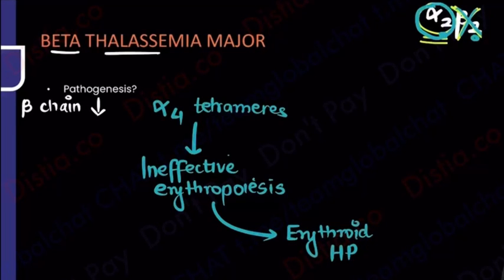The other possibility is that alpha says, I will find a partner, I will find a new relationship. So now it goes and gets into a relationship with gamma 2. What is gamma 2 going to make? That is going to make fetal hemoglobin.